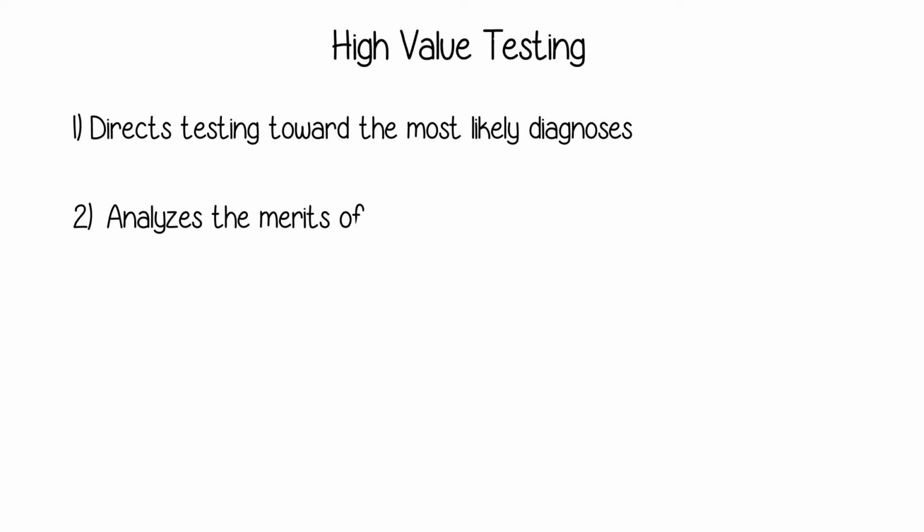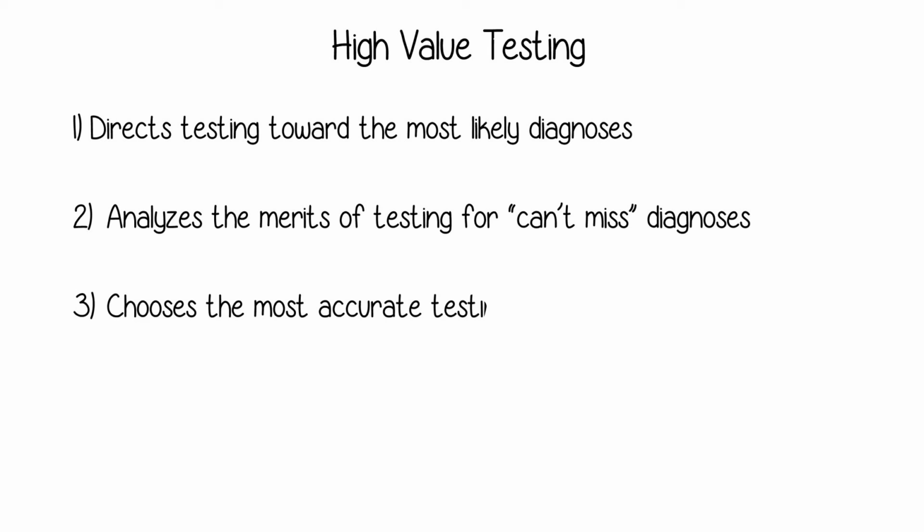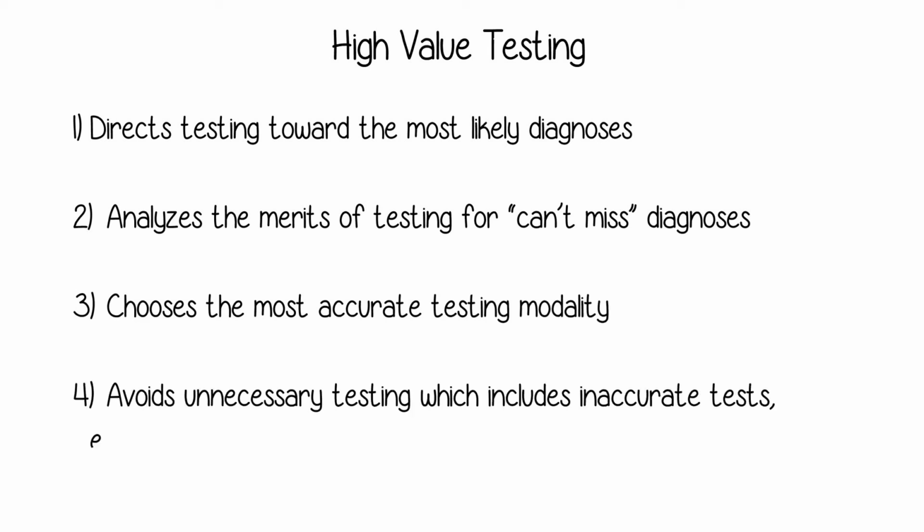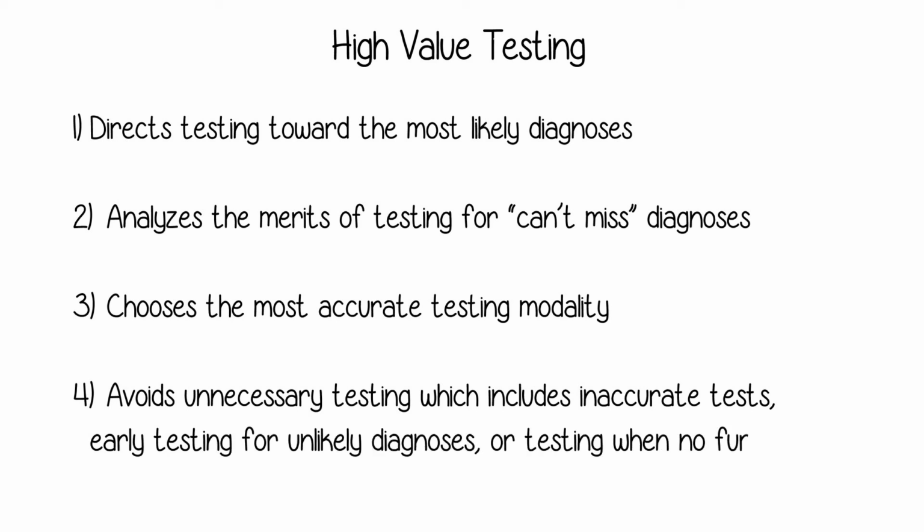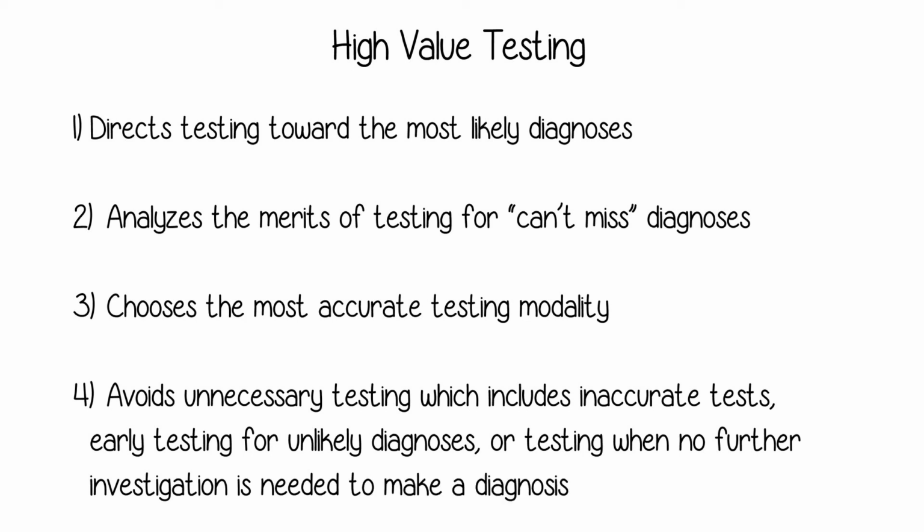In summary, high-value testing directs testing toward the most likely diagnoses, analyzes the merits of testing for can't-miss diagnoses, chooses the most accurate testing modality, avoids unnecessary testing which includes inaccurate tests, early testing for unlikely diagnoses, or testing when no further investigation is needed to make a diagnosis.